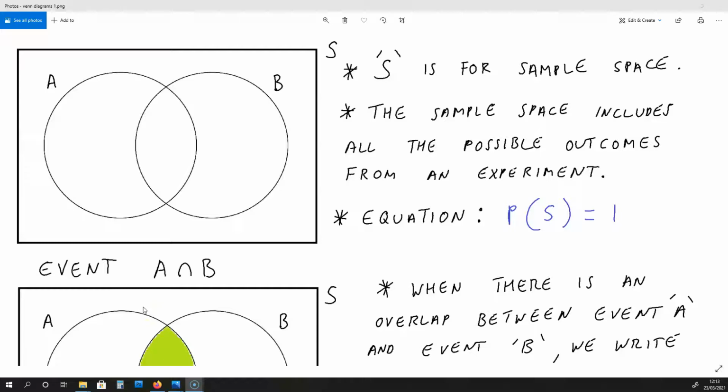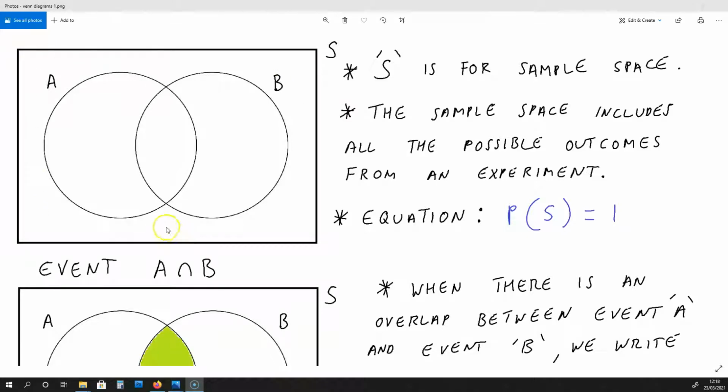Hello there. This is just a quick introduction to Venn diagrams and how they can be used to solve probability problems. So let's say there are two events, event A and event B. They can be represented by circles. Now anything that falls outside of these events will go outside these circles over here in this space.